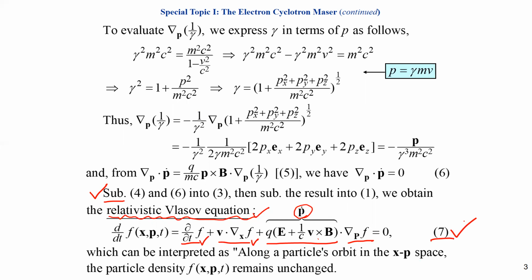Equation 7 is the most important equation we should remember at this moment. If you do not have time, just accept that we have derived this one. It is similar to the non-relativistic Vlasov equation, but now we change to the relativistic Vlasov equation. Just change the variables from x, v, t, 3 space, 3 velocity, and time, to 3 space, 3 momentum, and time. That's the major difference.